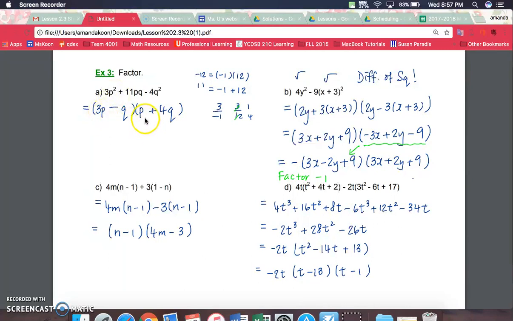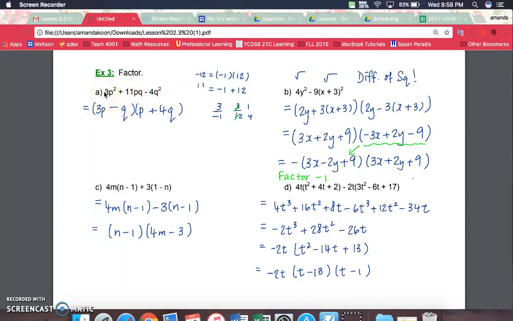3p times p, right? At the same time, you also think about the last term because it's formed by multiplying the last terms in these binomials together. What will give you a q squared when multiplied together, or negative 4q squared? Well, let's forget about the negative 4 for a second, but to get q squared, I must have q times q. So once you understand this, the question is no different from factoring trinomials where the leading coefficient is not 1.